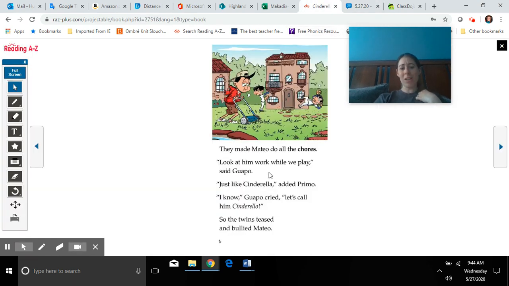Look at him work while we play, said Guapo. Just like Cinderella, added Primo. I know, Guapo cried. Let's call him Cinderello.